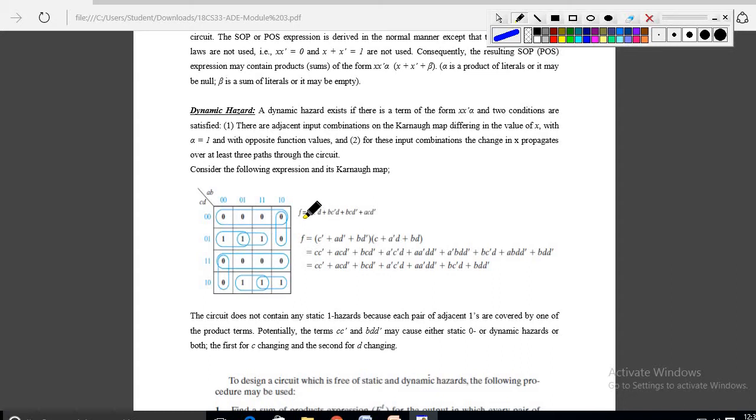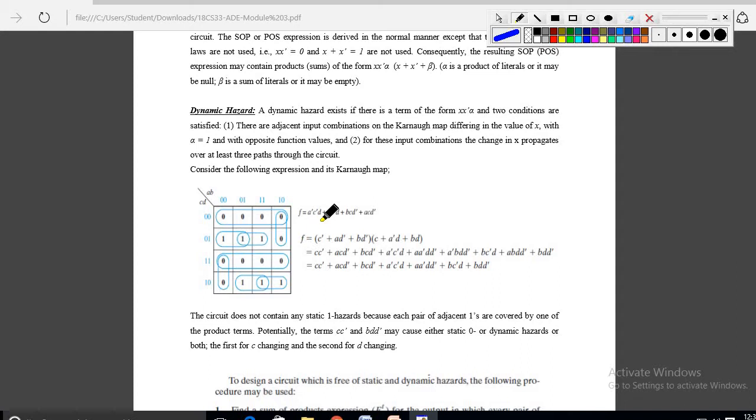Like that, in dynamic hazard, if adjacent ones are present, we have to group them. If adjacent zeros are present in the Karnaugh map, I need to group those too. Anywhere in the Karnaugh map, if the adjacent side is 0, the adjacent 0 has to be grouped, and if it is 1, the adjacent one should be grouped with another one. If it is this case, this will be the dynamic hazard.